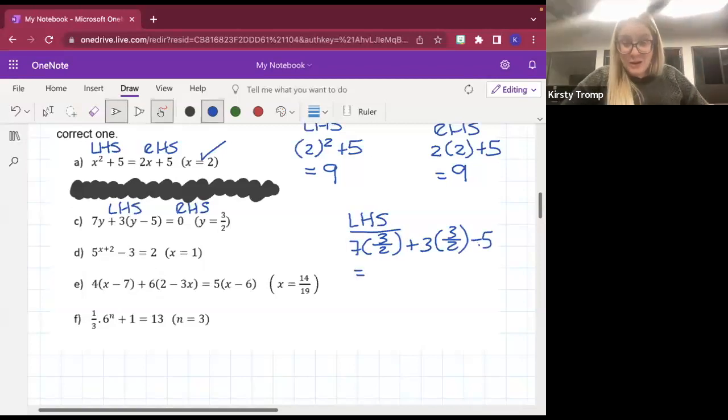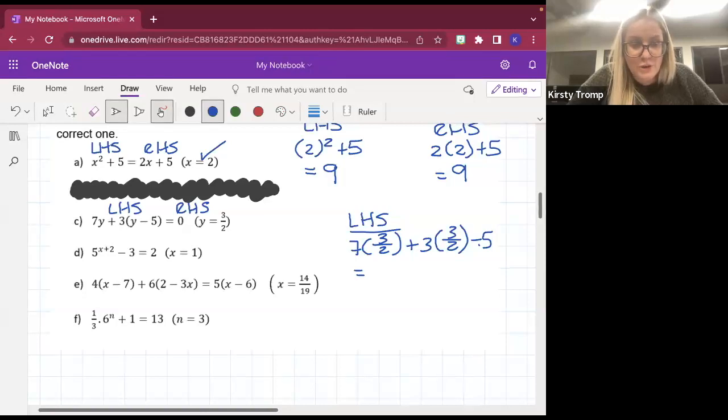Okay, I'm going to need your help. My calculator has run out of batteries, so I'm going to need your help in solving that sum. Let's go. 7, open brackets, 3 over 5 plus 3, open brackets, 3 over 2 minus 5. Can you put the answers for me in the chat, please? What do you get when you put that sum into your calculator, everybody?